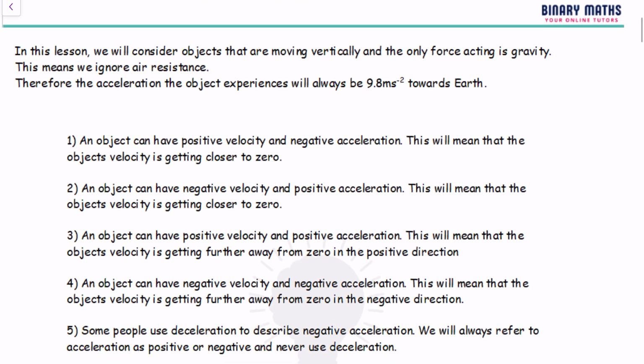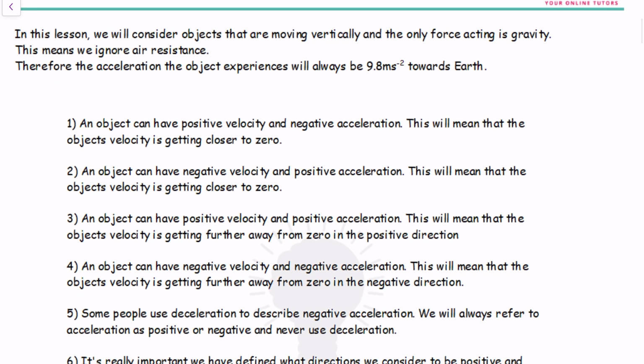In this lesson, we will consider objects that are moving vertically and the only force acting is gravity. This means we ignore air resistance. Therefore, the acceleration of the object will always be 9.8 meters per second squared towards Earth.